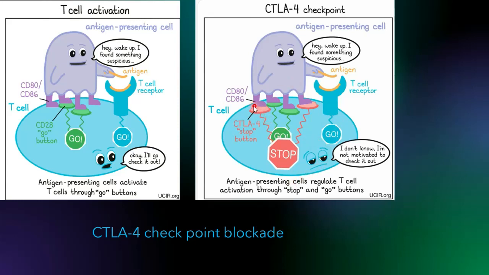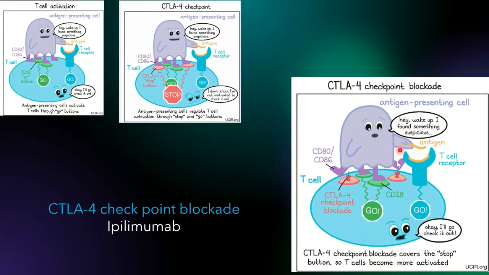So if we block the CTLA4 receptor, then the T cell will go and destroy. With CTLA4 blockade, ipilimumab blocks the CTLA4 checkpoint, so T cell activity will be enhanced, and the T cell will go and destroy the melanomatous cell.